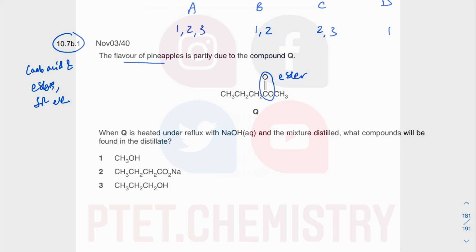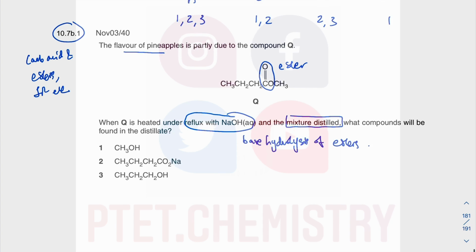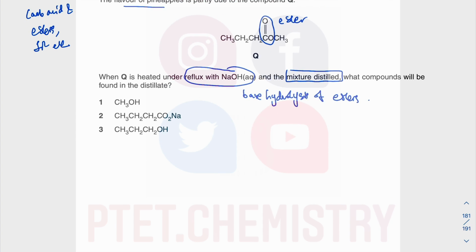When you heat it under reflux with base, what you're doing is base hydrolysis of esters, and then you distill them. What compounds will be found in the distillate? This is actually a very confusing question because a lot of students, when they think about base hydrolysis, let me tell you a little bit about the story.